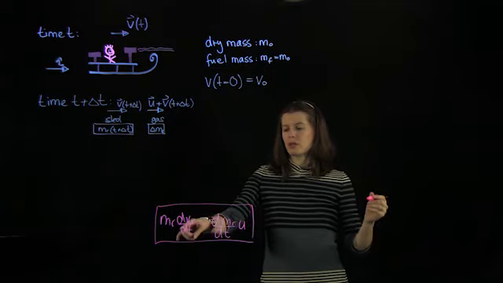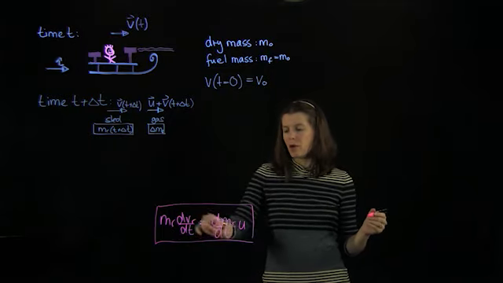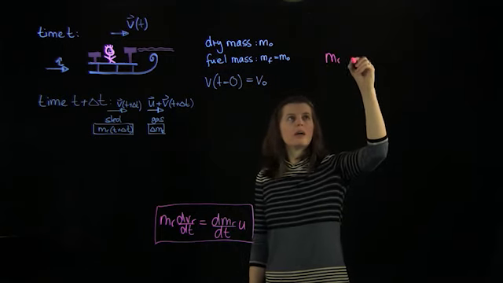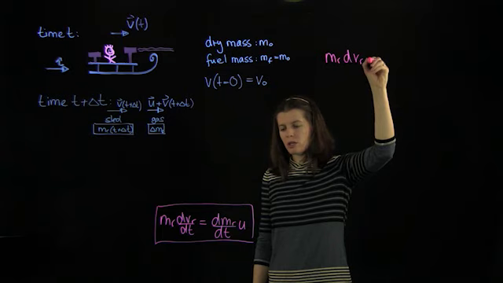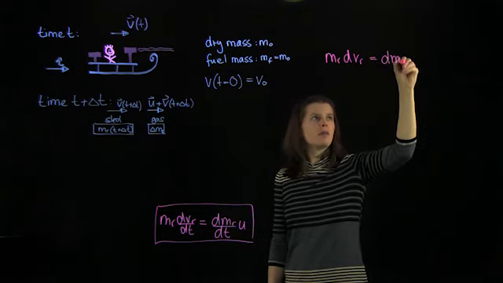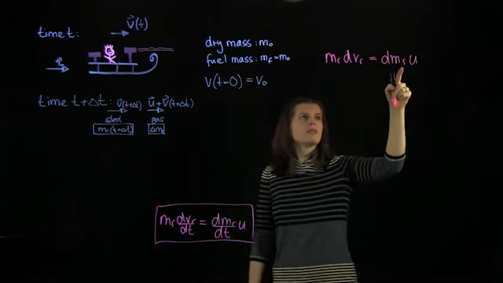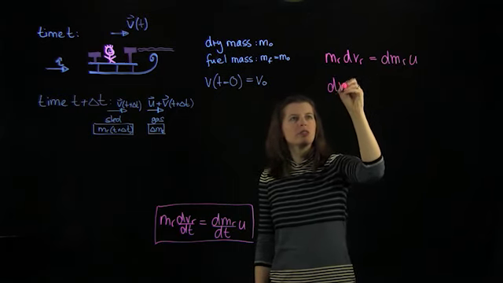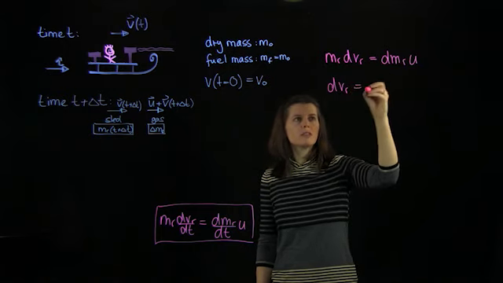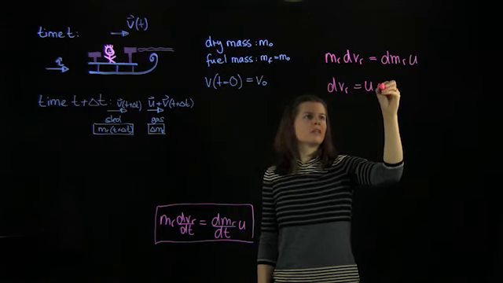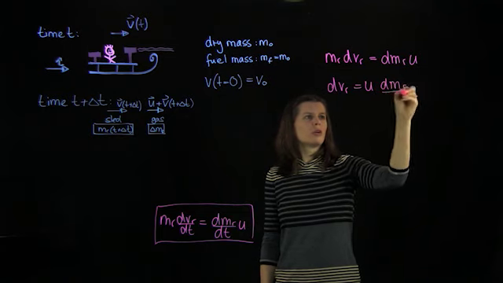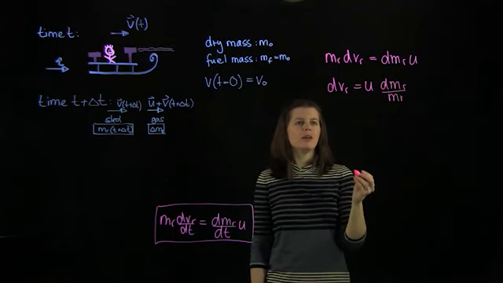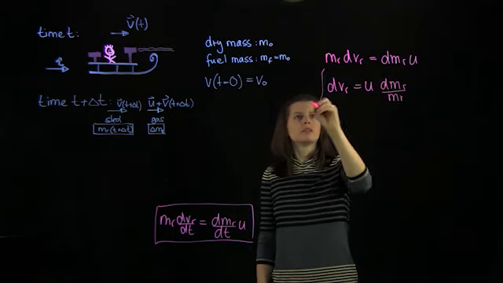What we're going to do is first multiply by dt, so that falls away, and we're left with m_r dv_r equals dm_r u. And we're going to shuffle the m onto the other side, and we're left with dv_r equals, u is a constant, so that goes up front, and then we have dm_r over m_r. That's an equation that we can integrate now, and we can do that.